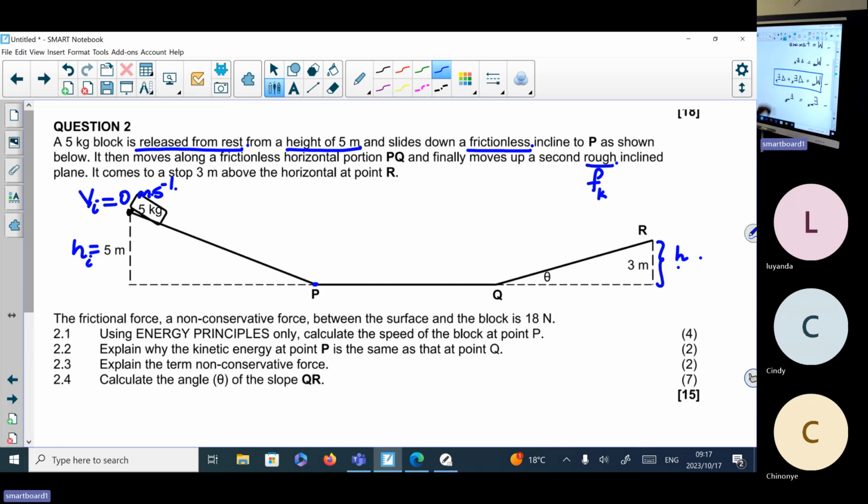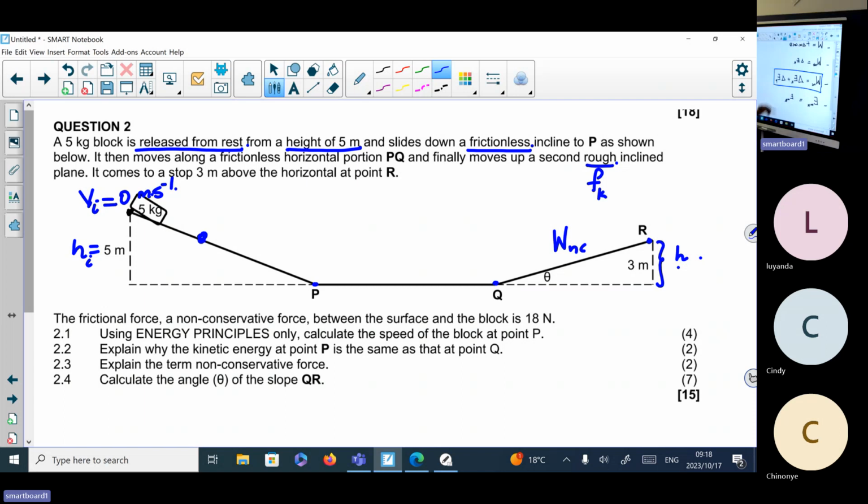So for the portion from Q to R, we are going to be looking at the work done by all the non-conservative forces. I hope you guys are still with me on that particular point. Then as it comes to a stop, 3 meters above the horizontal point R. So that is what is happening, guys. Remember what they are saying to you.